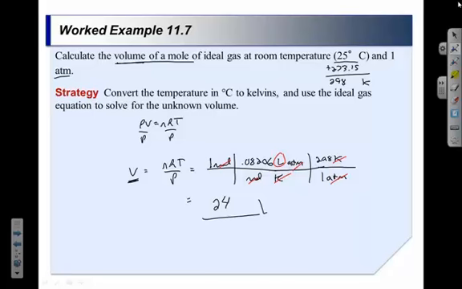So really I should be given this with at least 2 sig figs, otherwise my answer is not going to really make a lot of sense. So I have 1.0 mole, 1.0 atmospheres. That would make more sense as a question that I would write.